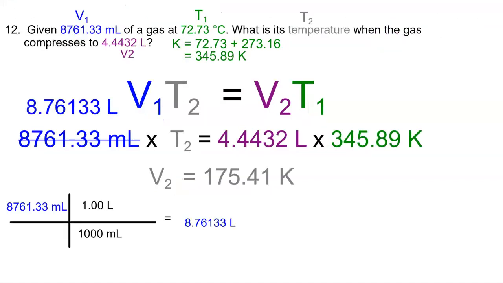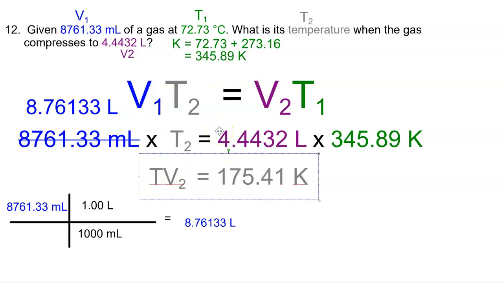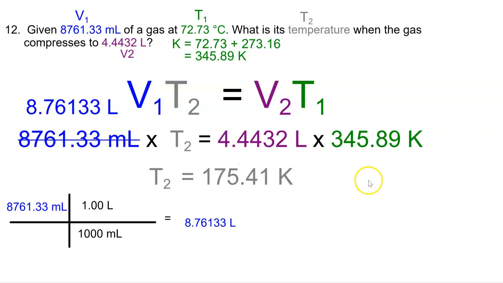Okay, looking at example 12, we need to look at like unit to like unit. So we're looking for that pattern. We went from 8.76133 liters down to 4.432 liters. And our temperature should also go down. We went 345.89 to 175.41. I just saw that I have a label that's wrong here. This should have been T. I just cut and pasted and forgot to change that to a V. So if you wrote that as V2 in your notes, please quickly correct that. Apologize for that error on the screen.